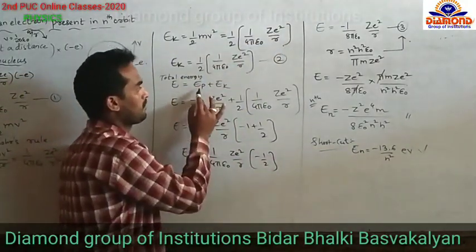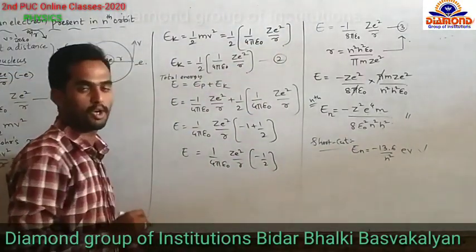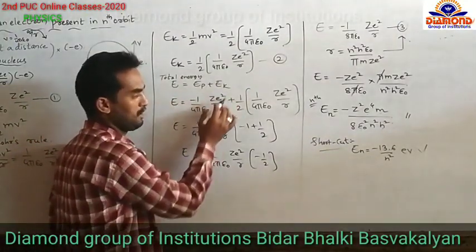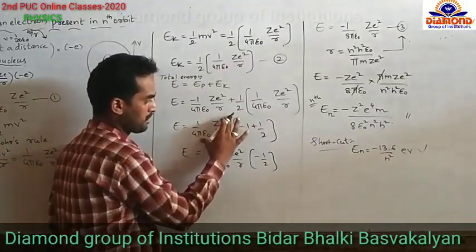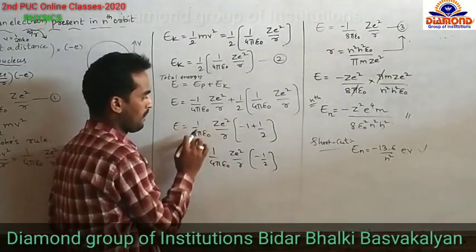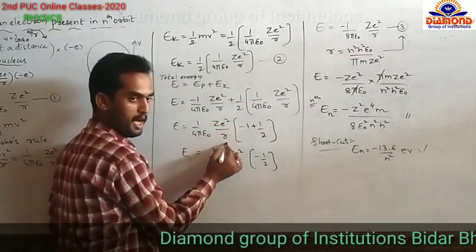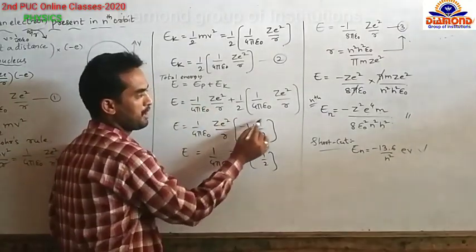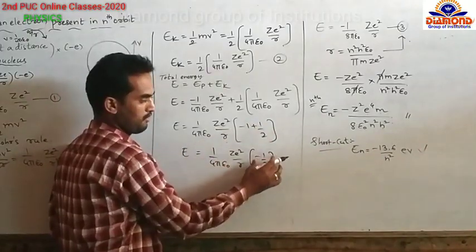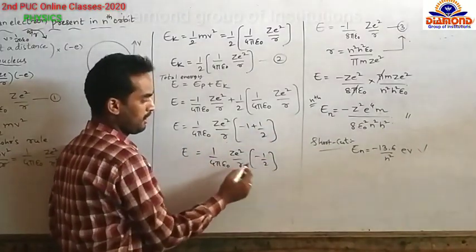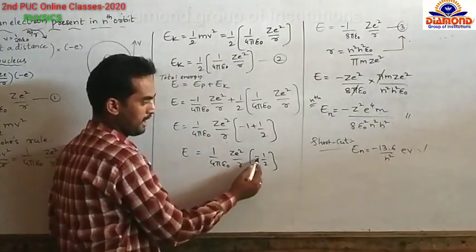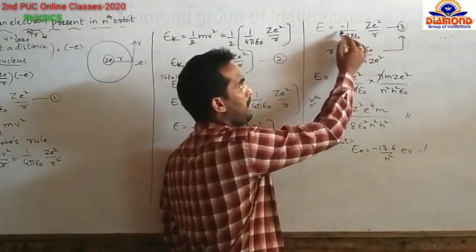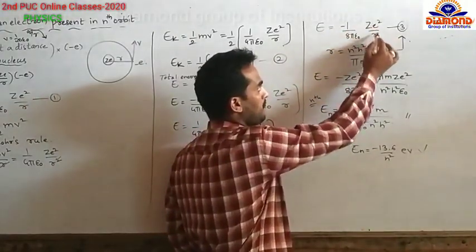Then after adding these two equations, that is potential energy as well as kinetic energy, by replacing the terms, we have taken some terms common outside, that is 1 by 4 pi epsilon naught Z e square by R. Then the remaining terms are minus 1 plus half. So minus 1 plus half becomes minus half. Then 2 into 4 becomes 8, and this minus goes this side. Then that will give the energy. So minus 1 by 8 pi epsilon naught Z e square by R.